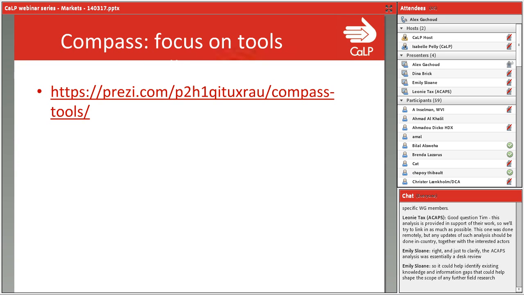So I'll try to play the link here. Hopefully it's going to work, so that it gives you a little taste of the market analysis compass. This is typically what we share. This is what appears in the minimum requirements for market analysis. And once you click on the link, you will have something like this.